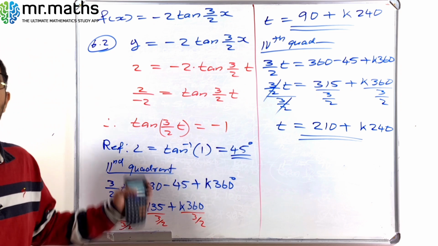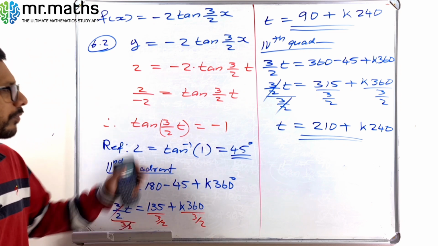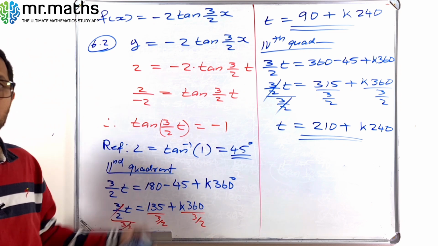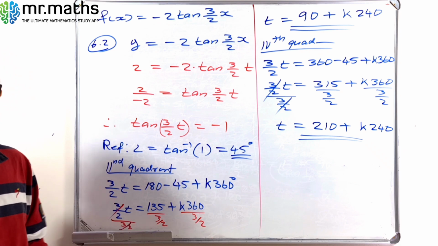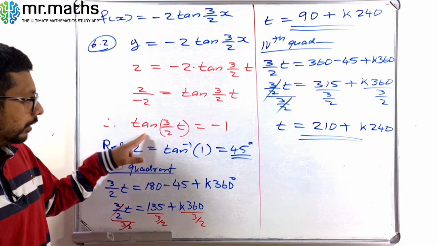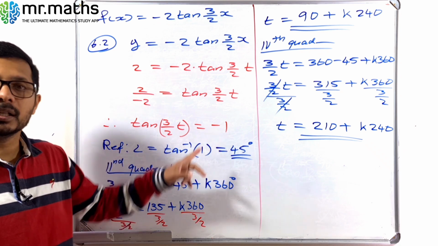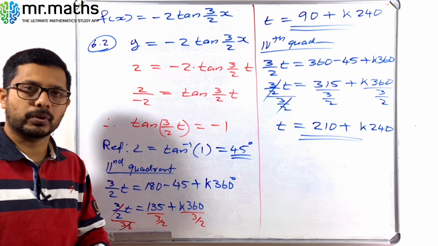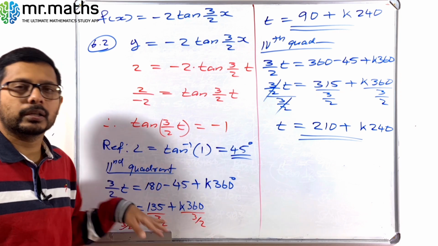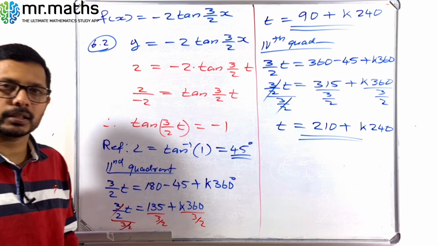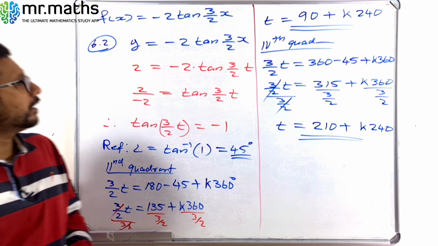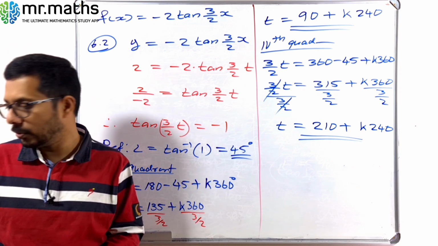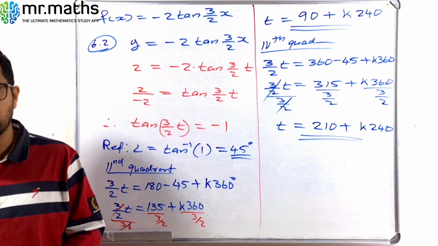So this is the second method, and I prefer this method. We can use it for all the questions, and it's easy to understand also. If tan of an angle is negative, tan is negative in the second and fourth quadrant. Then you just write the second quadrant, the fourth quadrant, then the answer. Anyway, that is 6.2. Now let's move to 6.3.